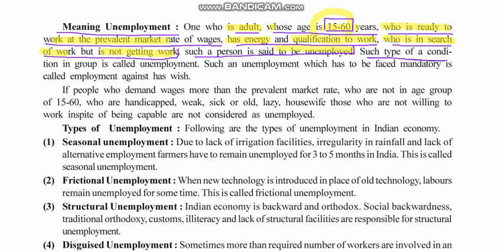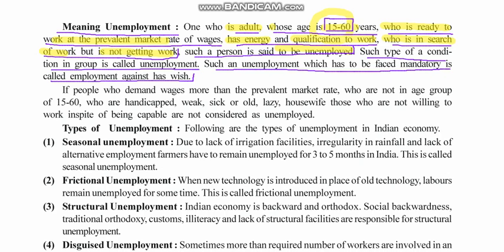Such a condition is called unemployment. Such an unemployment which has to be faced mandatorily is called employment against the wish. Mandatory means like right now, in COVID-19, it is mandatory, and that's why it is done against the wish.